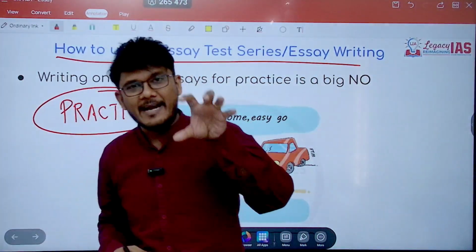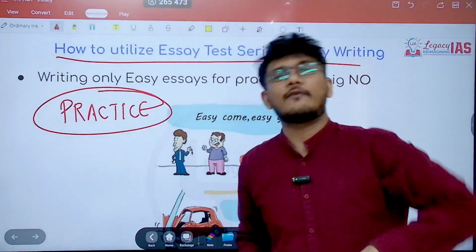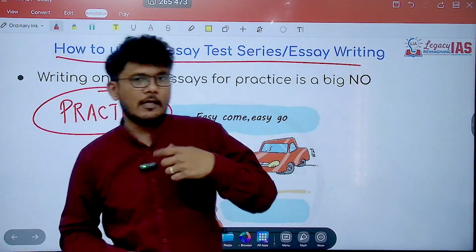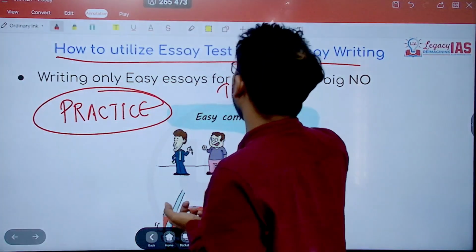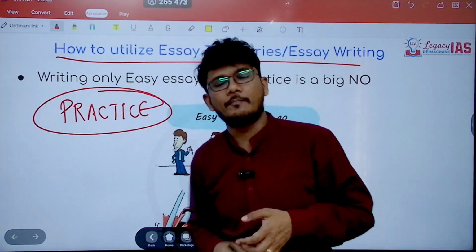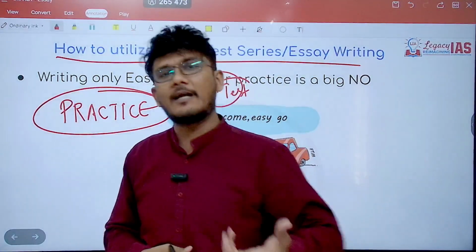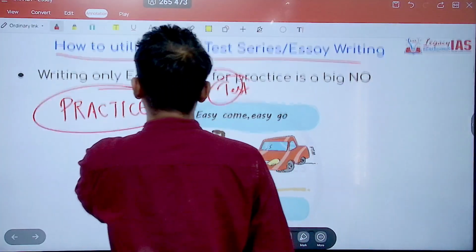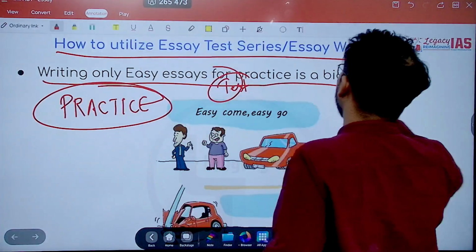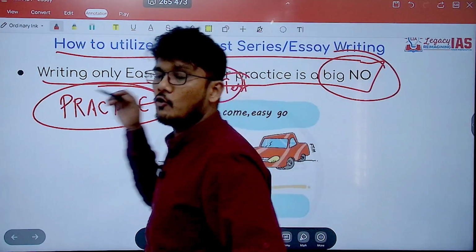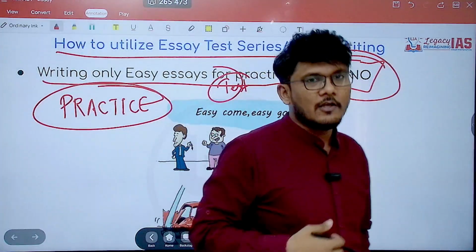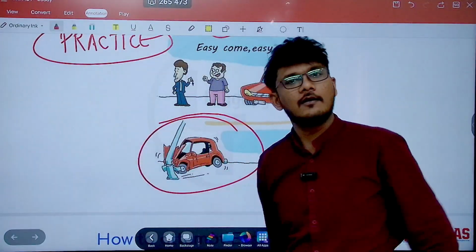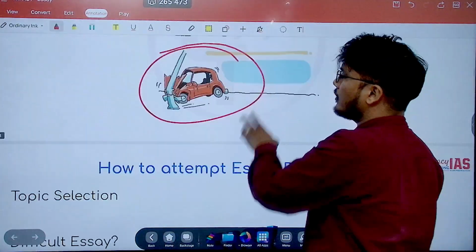Hence, I would advise you to practice difficult essays also in your essay writing for the test series. Whenever you're writing the test series, make sure that you practice difficult essays as well. I hope that is absolutely clear. So writing only easy essays for practice is a big no. Do not do that. If you do that, you won't be practicing enough and you will hit a roadblock. That is not the way forward.